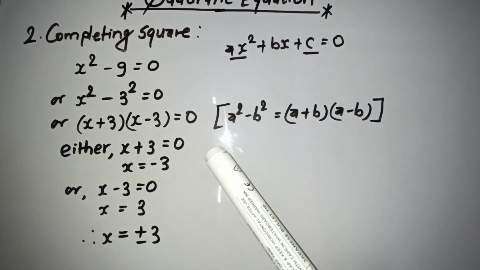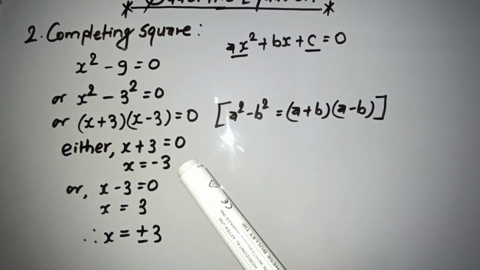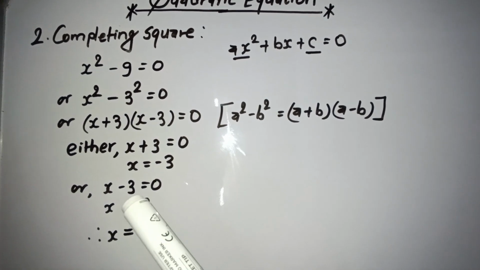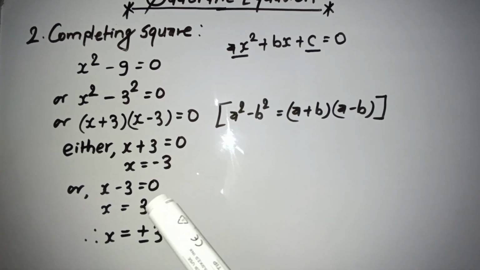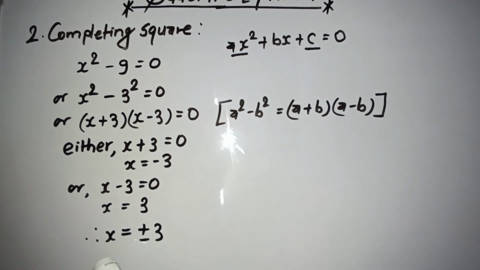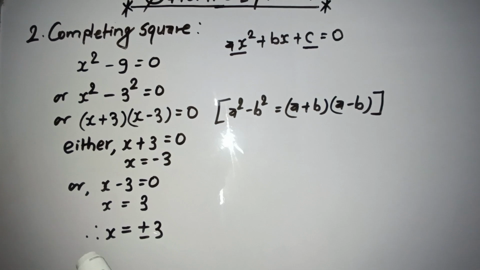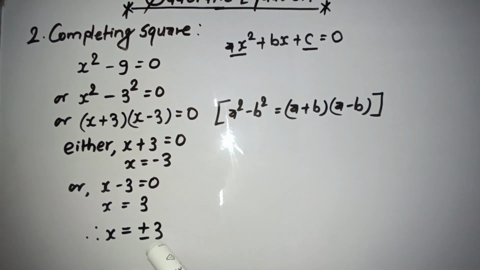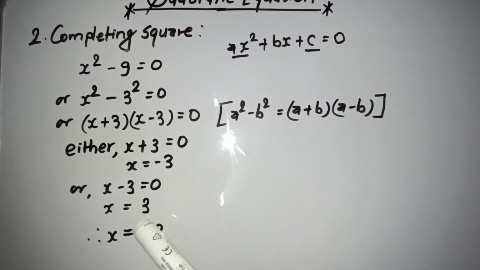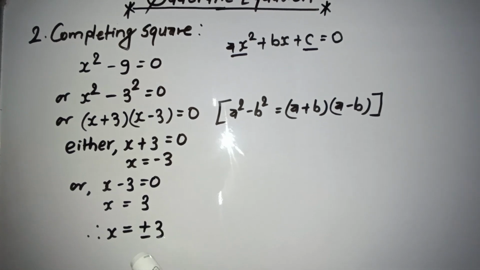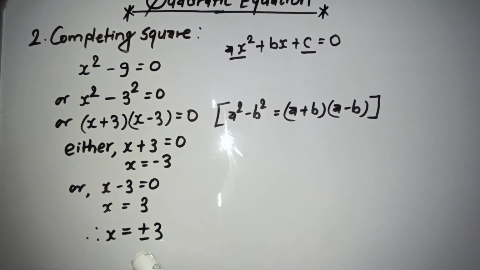Either x plus 3 is equals to 0, that is x is equals to minus 3, or x minus 3 is equals to 0, that is x is equals to 3. Then we write x is equals to plus minus 3. If we have a similar value, that is 3, then we can write like this way.